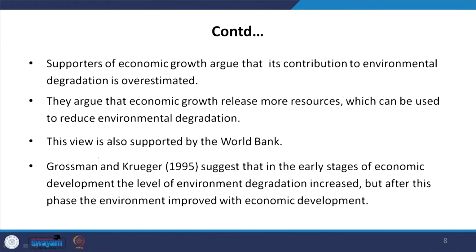I can elaborate a bit on this argument, that when we have a high economic growth, it would lead to increased government resources. Even if the tax GDP ratio remains constant, the government would be able to have more resources, and these resources can be used by the government to protect the environment. World Bank is supportive of this argument that high growth of the economy would lead to better environmental protection.